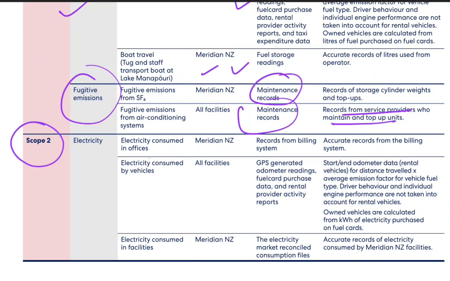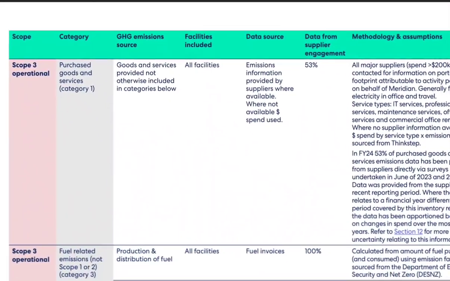For scope 2, electricity consumed in office, like records from billing system, and consumed by vehicles. So again GPS and meter, odometer reading, and fuel card purchase, and rental provider activity reports. For electricity consumed in facilities, you see electricity market reconciled consumption files. So accurate record of electricity consumed by facility, the details of scope 2.